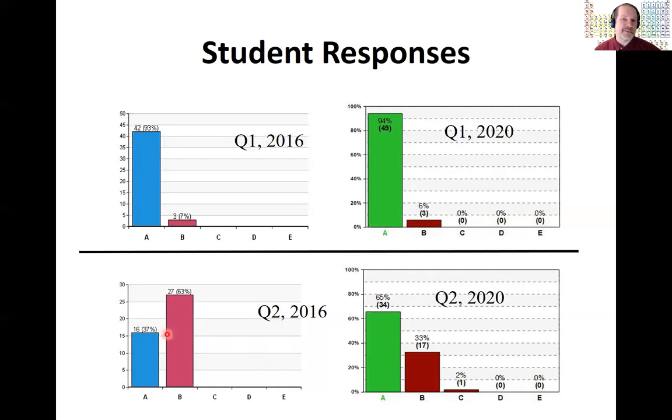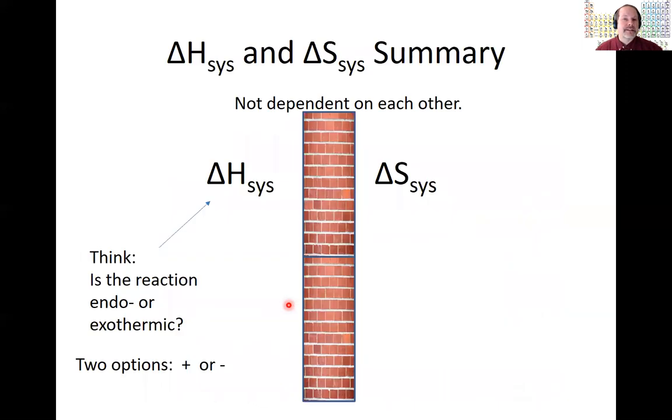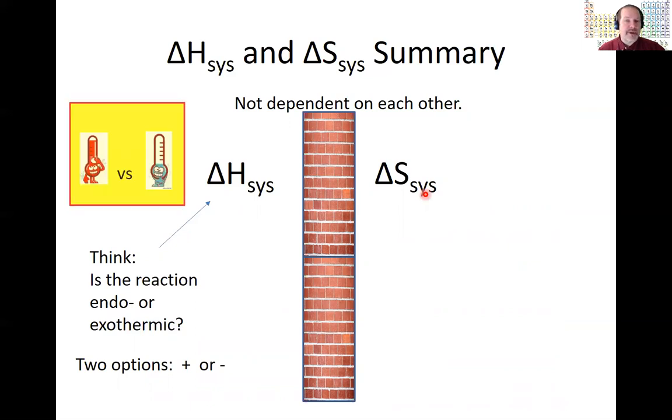So I usually see somewhere between these two percentages. So what's going on? Students are not understanding that there is not a connection between the enthalpy and entropy of the system. For enthalpy, I just think about heat. Is heat going in, is heat coming out? And so you can use a thermometer to tell the difference.